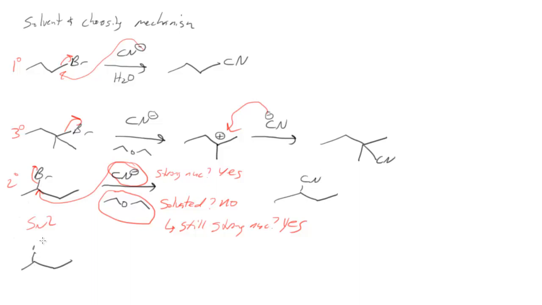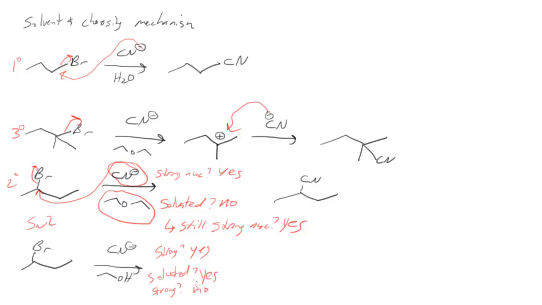In the last case, I'll just do the same reaction. So we ask the same set of questions. So again, I have a secondary alkyl halide. I have a strong nucleophile. Yes. Is it solvated? And now I have ethanol as my solvent, so it's a polar protic solvent. So yes, it's solvated. So do I still have a strong nucleophile?